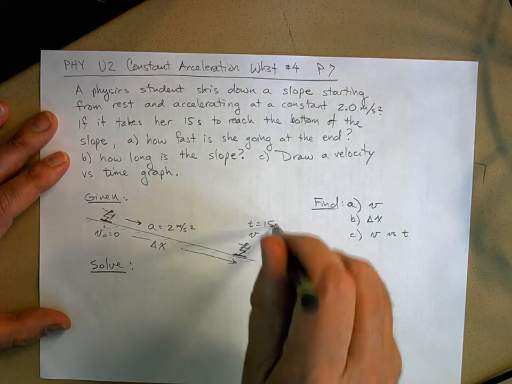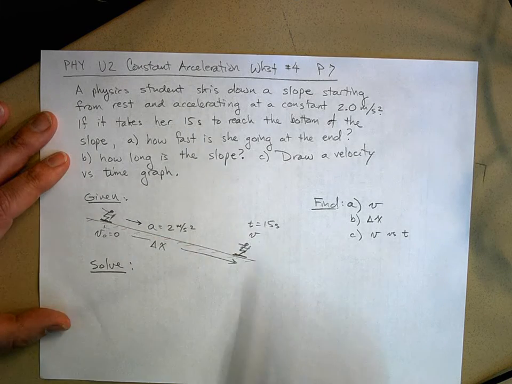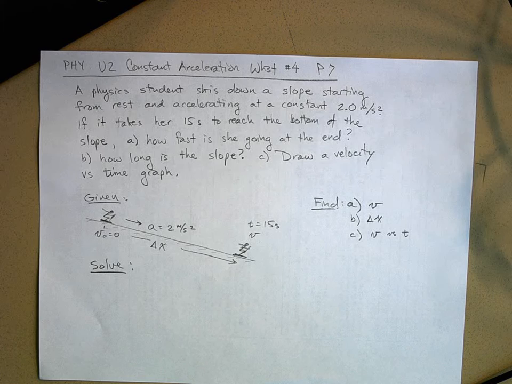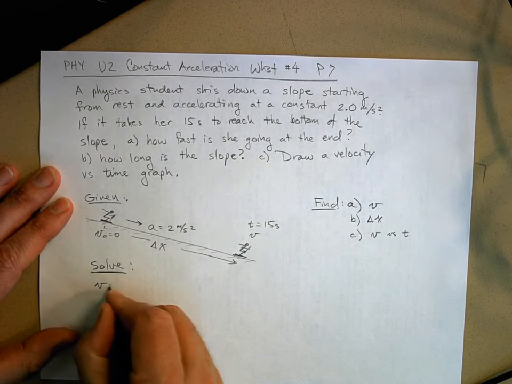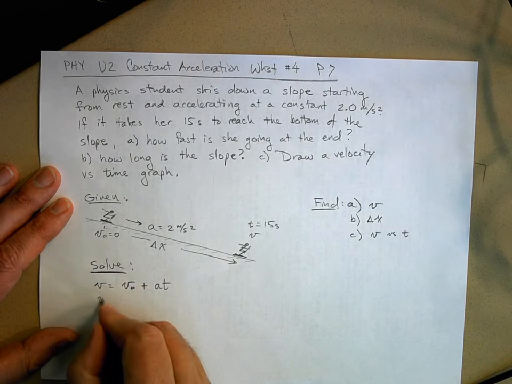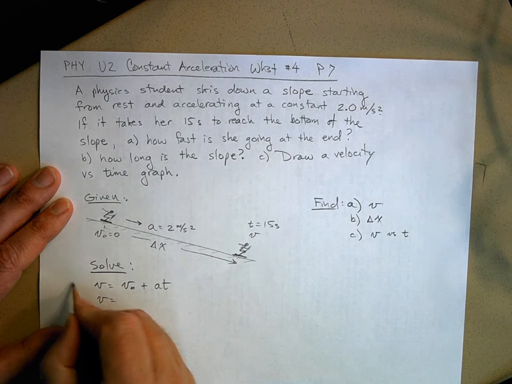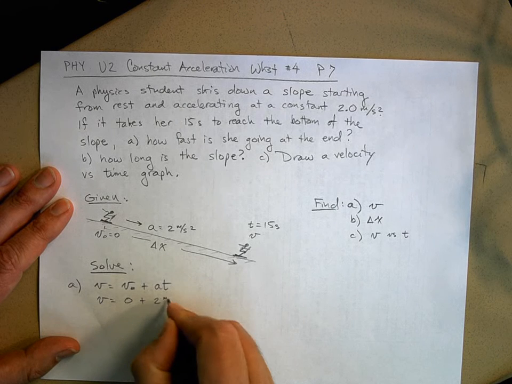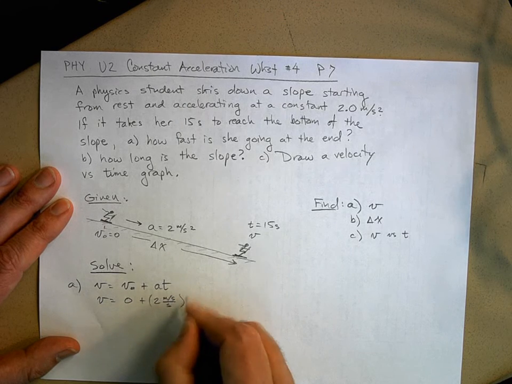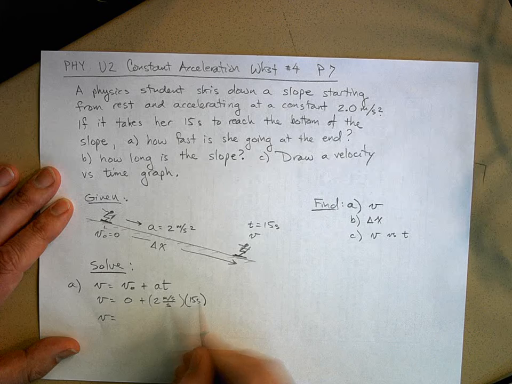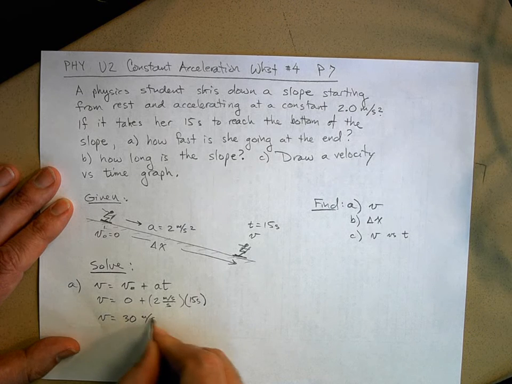Well, I know the time, I know the initial velocity, I know the acceleration, I want the final velocity. So I look on my kinematic equation list and I say, okay, what equation matches those 4 variables? And it's the first one. So V equals V naught, and let me mark this with part A. V naught is 0 plus 2 meters per second every second times 15 seconds. So V equals, well, 2 times 15 is 30 meters per second.